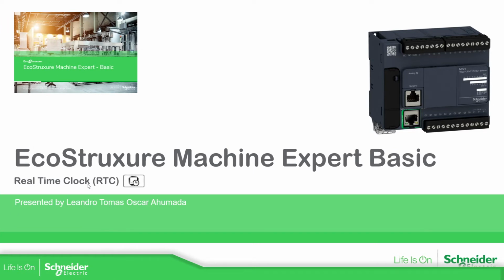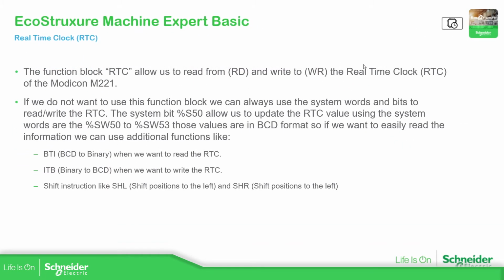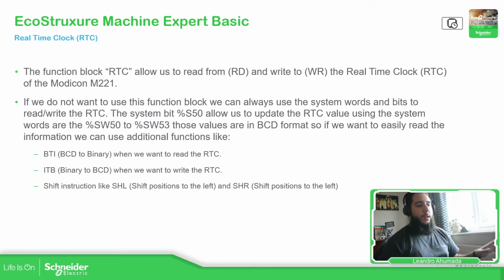What you need to know about the real-time clock of the PLC is that you have a function block called RTC that allows you to read and write the RTC of the controller. If we don't want to use this function block, what we can do is to read and write the information from the date and time that we have into the system words on the controller, which are the ones indicated over here, %SW50 to %SW53.